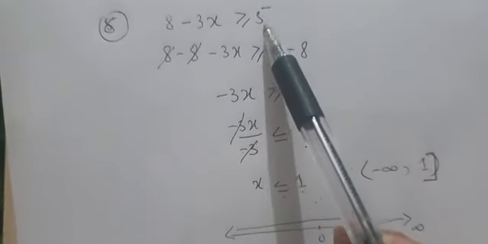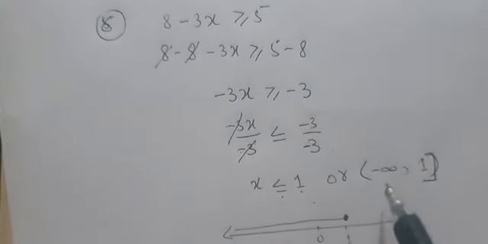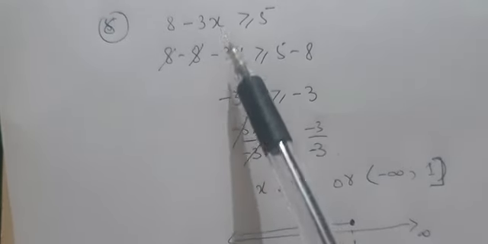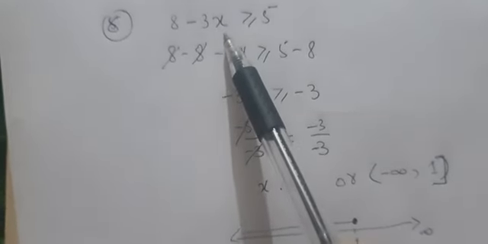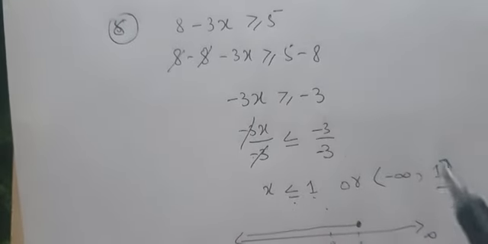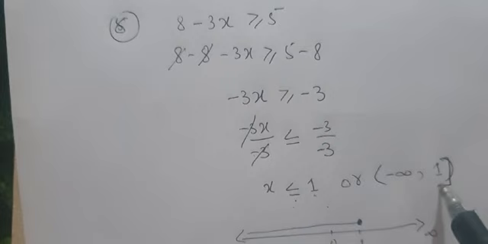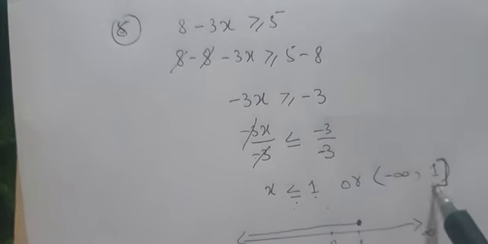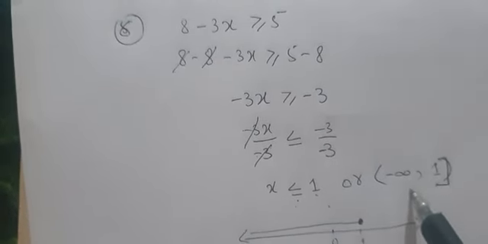This means if we substitute any number from this interval for the variable x in this inequality, the inequality must be satisfied, and it will even be satisfied at 1 because 1 is also included in this interval.